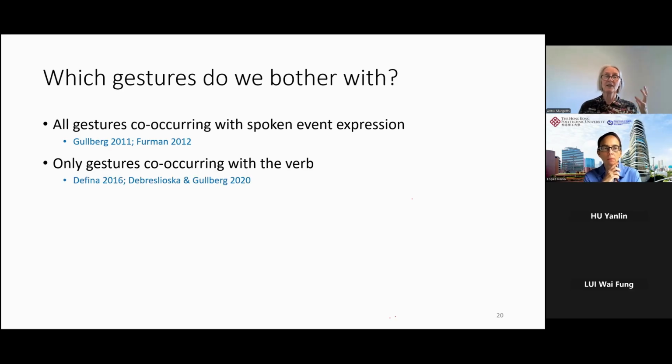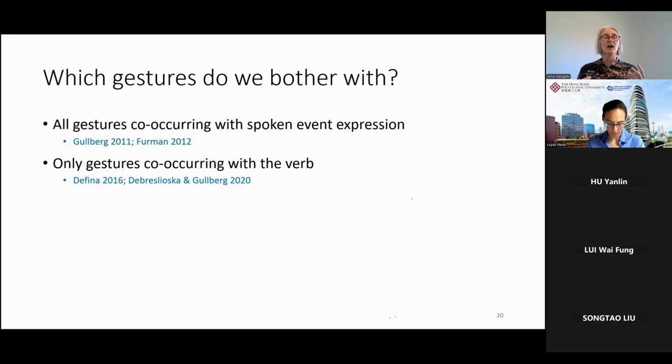But it turns out there are studies in the literature on very related things, and we talked in particular to Rebecca Defina and colleagues, and there is an approach where one might only look at gestures that occur with the verb and not with the rest of the event expression. So grandma brought pizza to the party, maybe only gestures that temporally align with the bring verb.